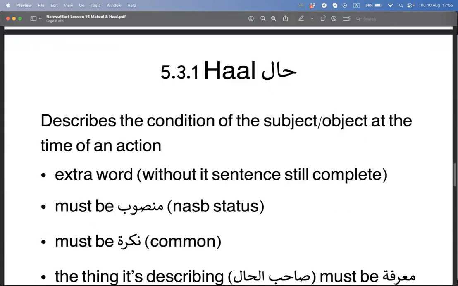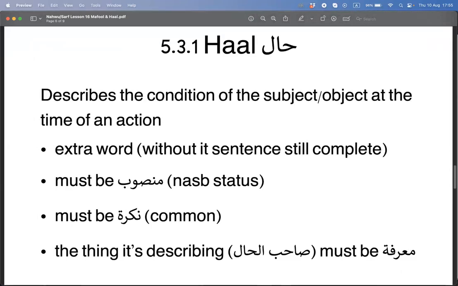Now we want to talk about another nasab thing that is common in jumlah fi'liyah especially, which is hal. Hal describes the condition of something at the time of the action. It can be the condition of the subject, meaning the fa'il. It can be the condition of the object, meaning the maf'ul. It is basically extra. Without it, the sentence is still complete. It just gives you more information, most of the time.